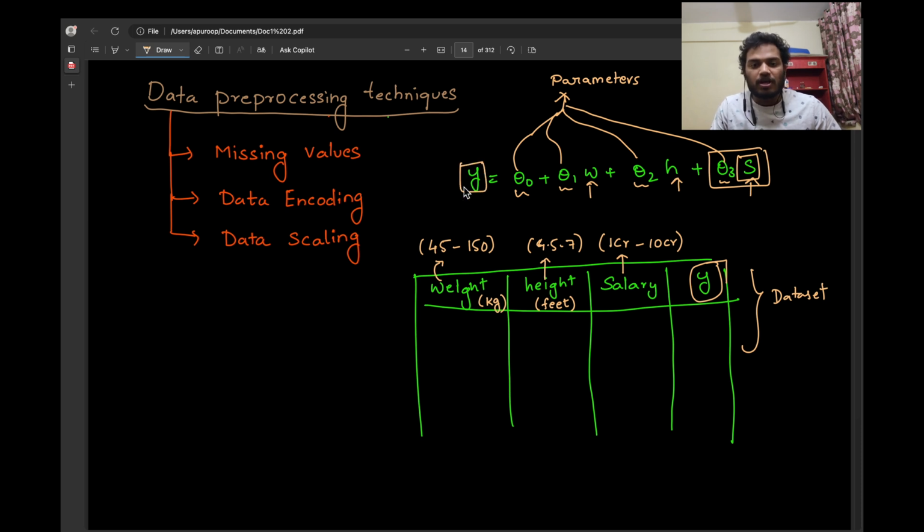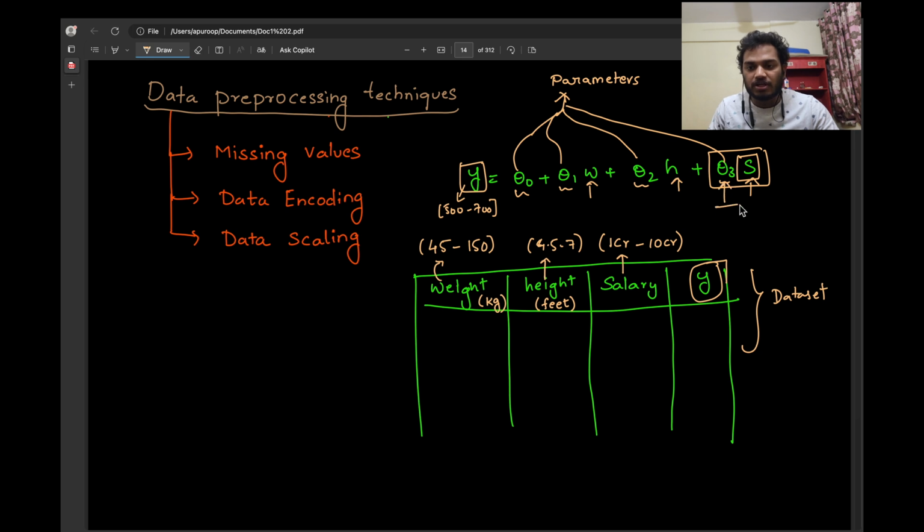And let's suppose this y is in the range of 100 to 700. Let's say our output is majorly in between this range. Then the model needs to adjust theta naught, theta 1, theta 2, theta 3 in such a way that whatever input we give, the output should be in the range of 100 to 700. If not, the amount of loss will be too high, and it needs to adjust all these parameters. When the scales are very different like this, it needs to adjust too much.